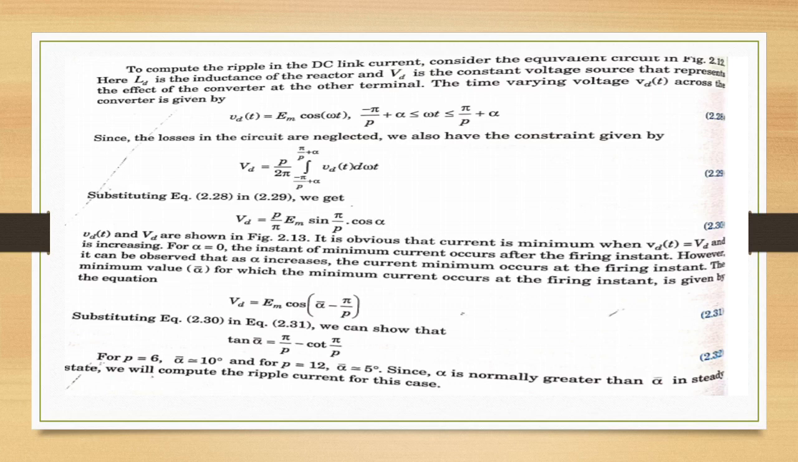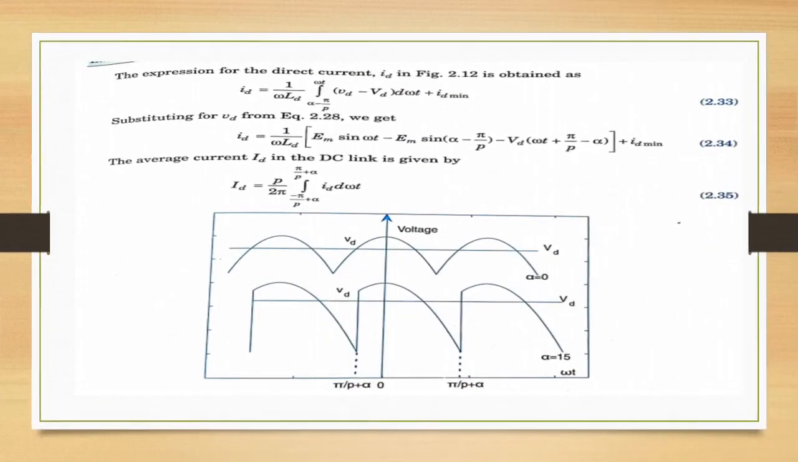For alpha equal to 0, the instant of minimum current occurs after the firing instant. So it can be observed that as alpha increases, the current minimum occurs at the firing instant. The minimum value of alpha for which the minimum current occurs at the firing instant is given by VD equal to Em cos (alpha minus pi by P). So tan alpha can be written as pi by P minus cot pi by P.